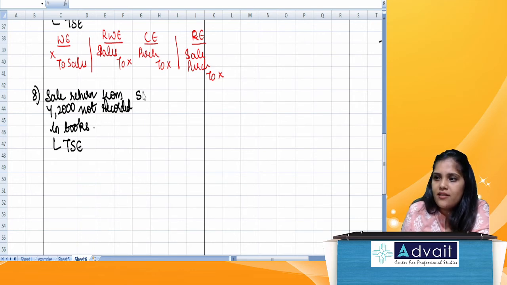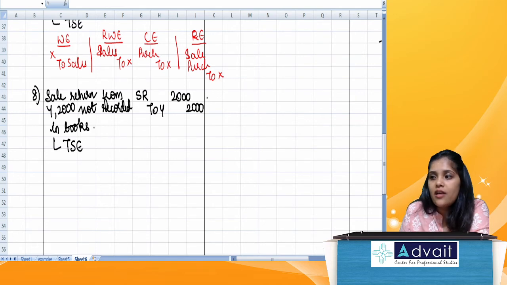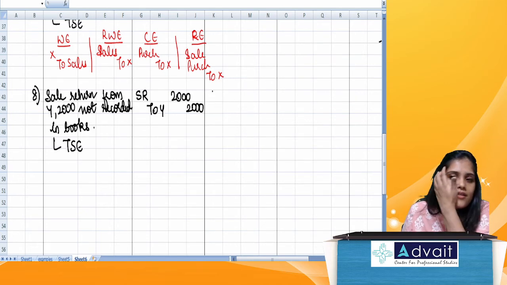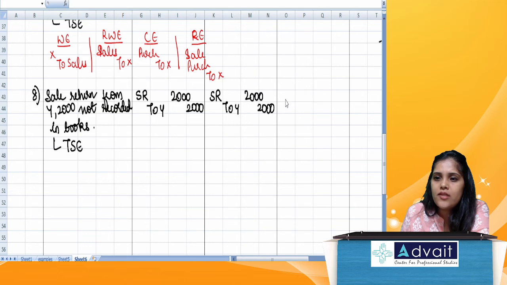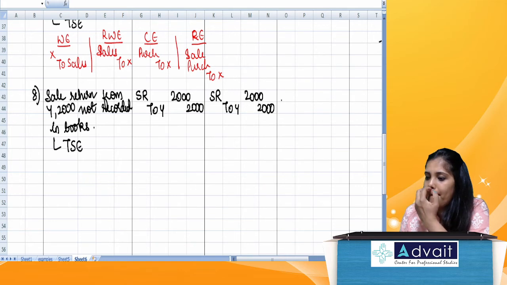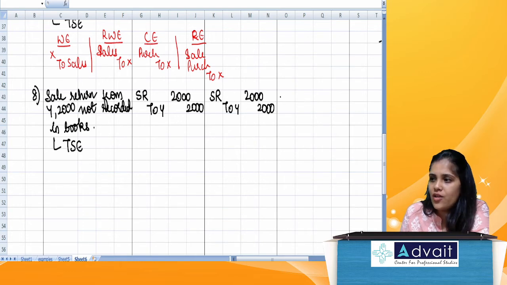Very good. Sales return account debit to Y account, 2000. Yes. In the second, can I say because there is a two-sided error, there will be no suspense account. So sales return to Y. Then in the third, what should I do? Nominal account. Very good. So P&L adjustment 2000.